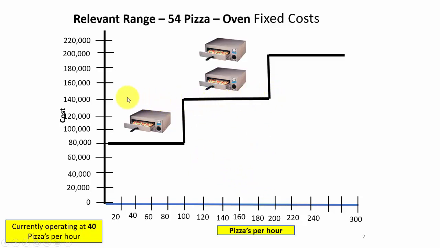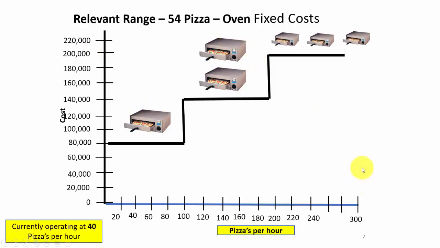But if they did, that would also double their fixed cost from $80,000 all the way up to $140,000. And if they had three ovens, they could go all the way up to 300 pizzas an hour, or triple their production. And of course that would cost them another, let's see, $140,000 all the way up to $200,000 rather, so another $60,000. These ovens cost $60,000 a piece.